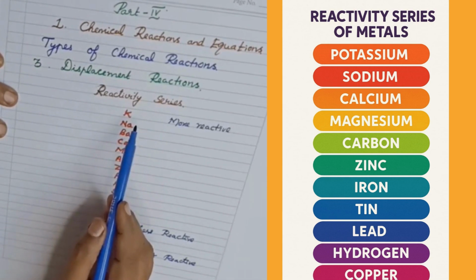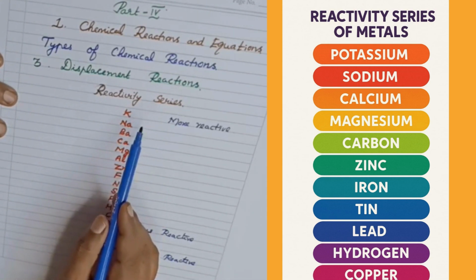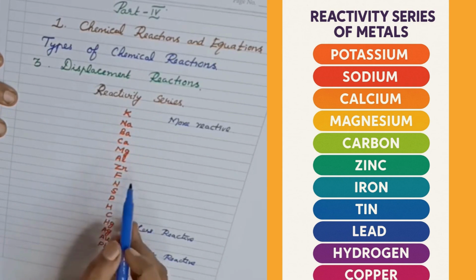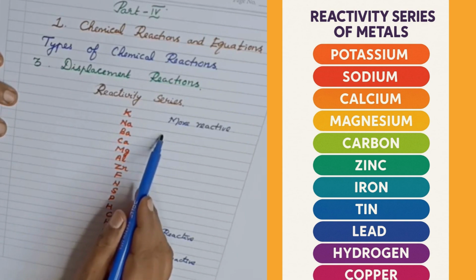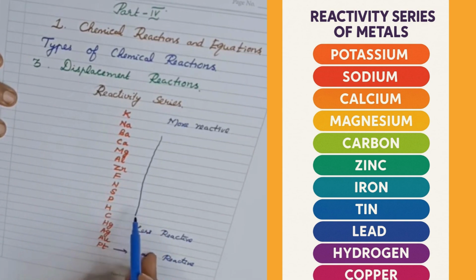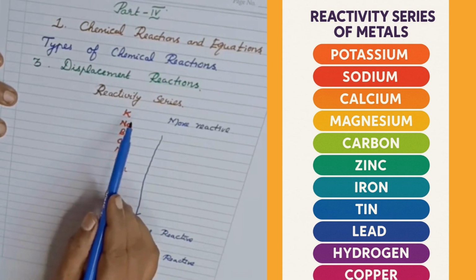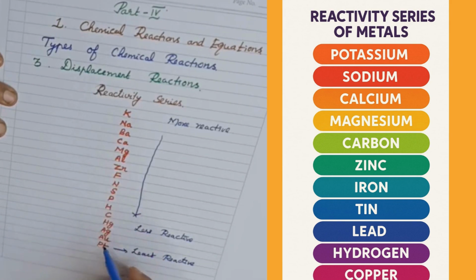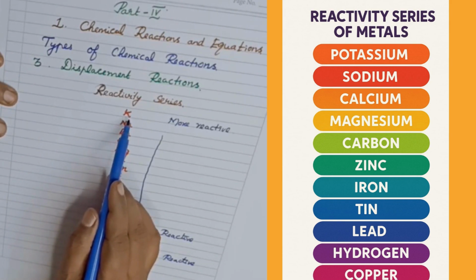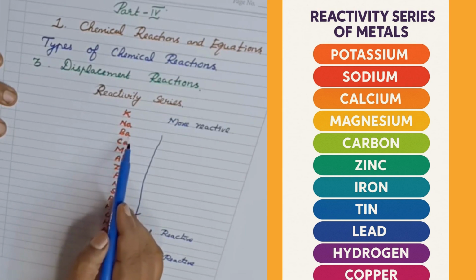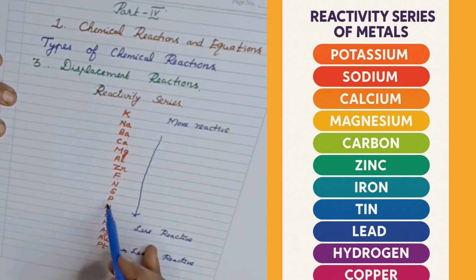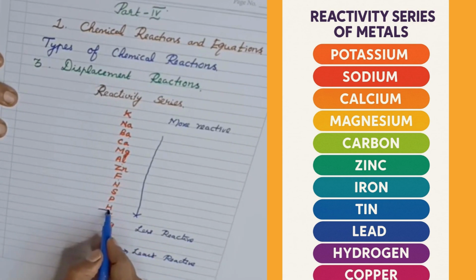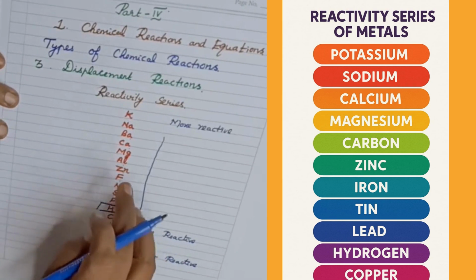Okay, reactivity series. What do we mean by reactivity series? The metals are arranged according to their reactivity, in decreasing order of reactivity. Decreasing order means from high to low. The first and most reactive element is potassium. Next is sodium, barium, calcium, magnesium, aluminium, zinc, iron, nitrogen, sulfur, phosphorus, and the next one is hydrogen. Above hydrogen, they are all more reactive.